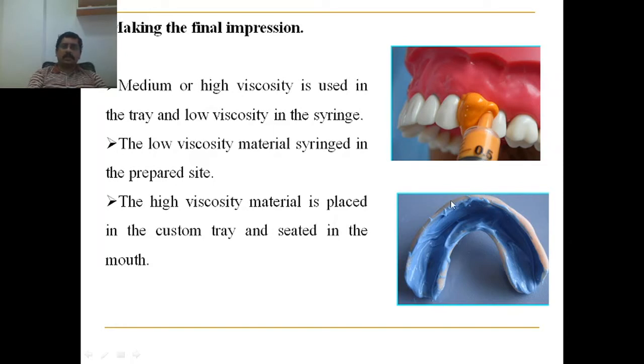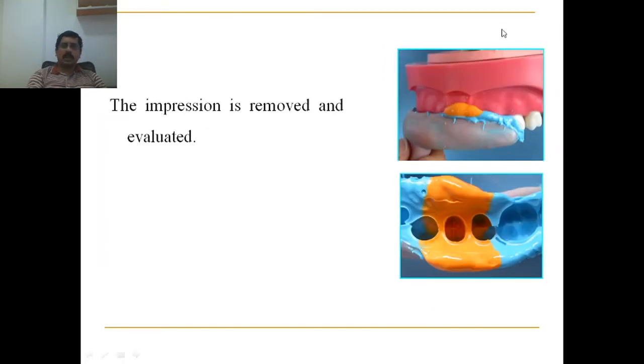At the same time, we will mix the high viscosity material and place it in the custom tray, and it is seated in the mouth. After final set, the impression is removed and evaluated. Here we can see, as I told you earlier, the prepared tooth area and the whole of the finish line should be in the light body, and it should not be in the putty body. Okay.